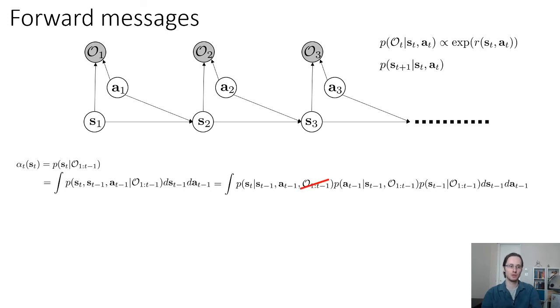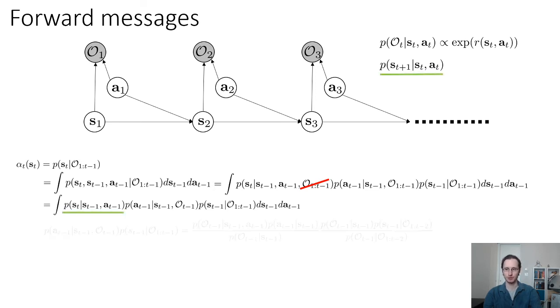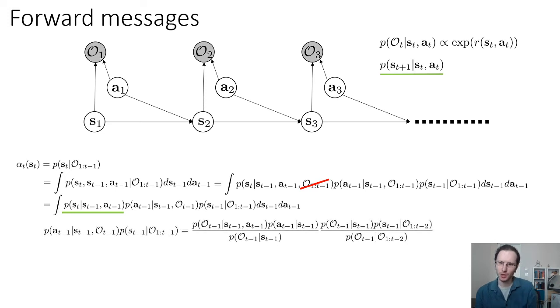Now, the first thing to note is the probability of st given st minus 1, at minus 1 doesn't depend on o1 through t minus 1. That's just our transition probability. We already know that quantity. So this thing can be deleted. So we've collected it like this. We have three terms. The first one we know. The second and third are a little harder. So let's write the product of the second and third terms.